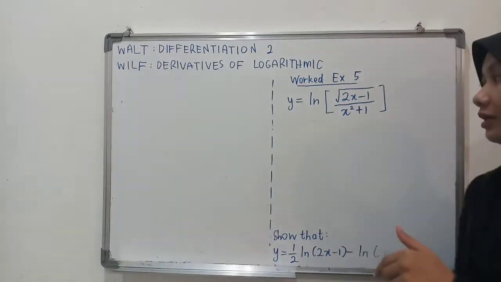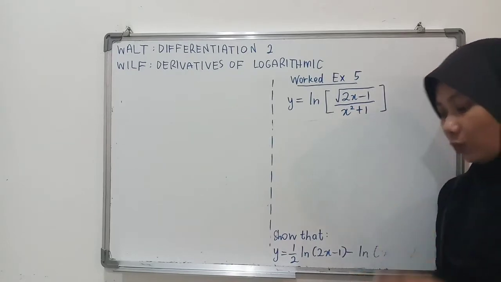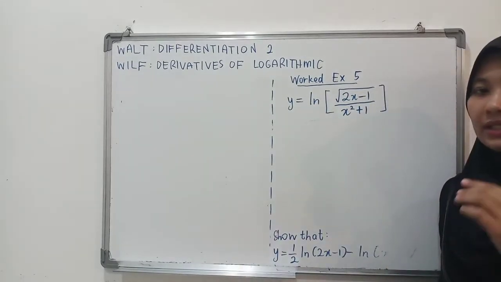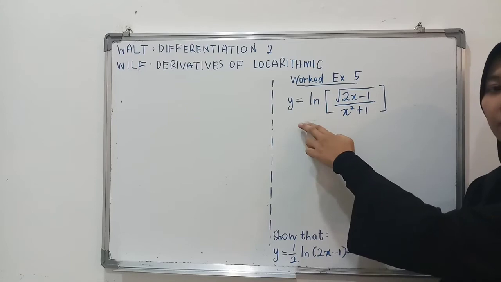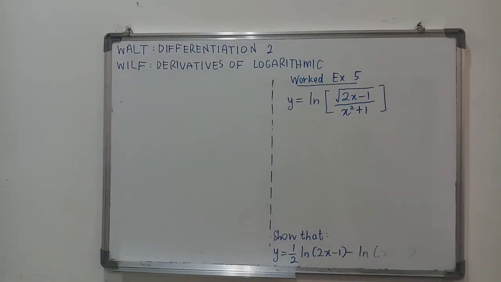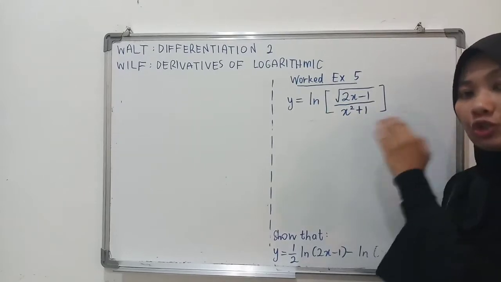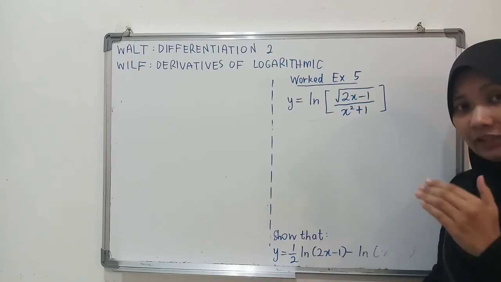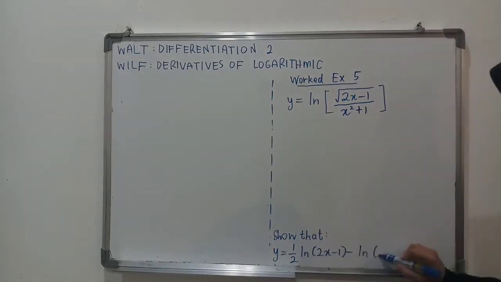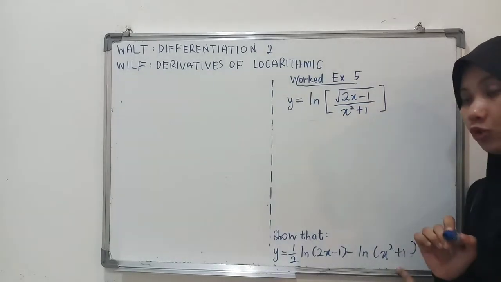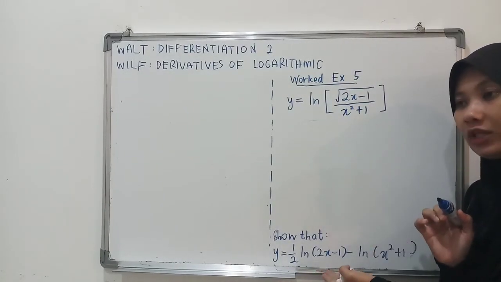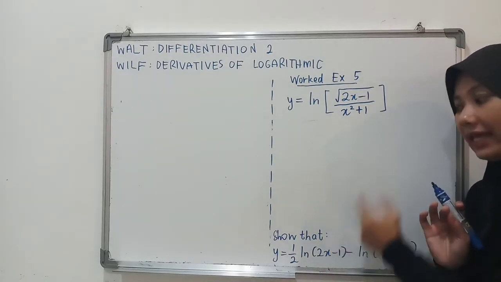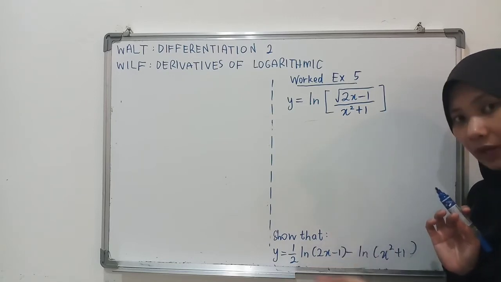Alhamdulillah. Okay, so we move to work example 5. The first one. We have A and B questions. For question A, you are given the equation of the curve, which is that one. You need to show that y can be written in that form. This is my aim, x square plus 1. So you cannot start with this. My aim means you need to end with that answer. Show that means you need to end with that answer when you do your workings.